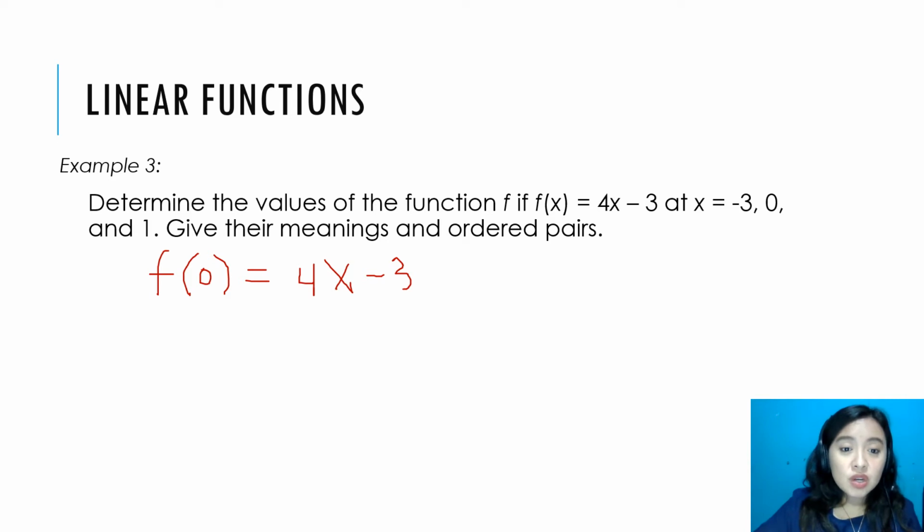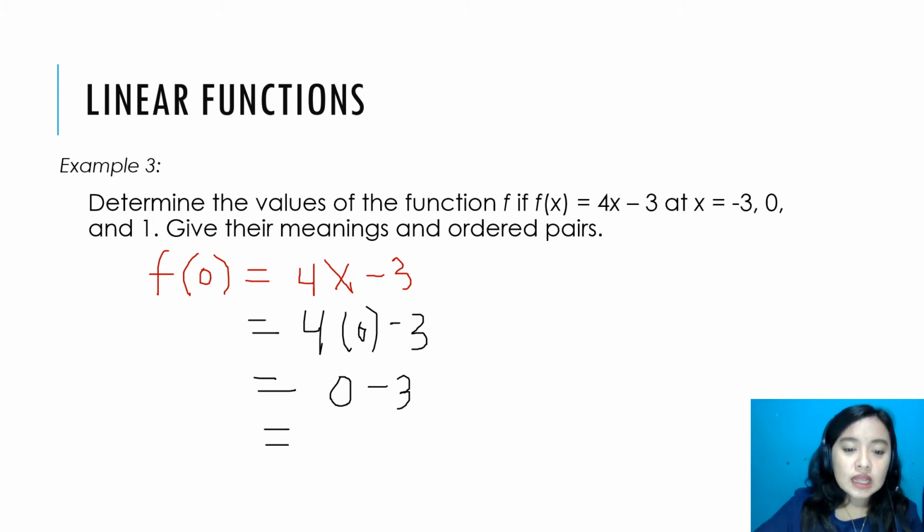So, at f of 0, we will substitute x to the value of 0. So, that becomes 4 times 0 minus 3. Obviously, 4 times 0, that is just 0. Minus 3. So, pila may mabilin ana? That is just negative 3. So, f of 0 is equal to negative 3. Meaning, kung 0 ang ato ang x na value, ang mugawas na value sa function is negative 3.